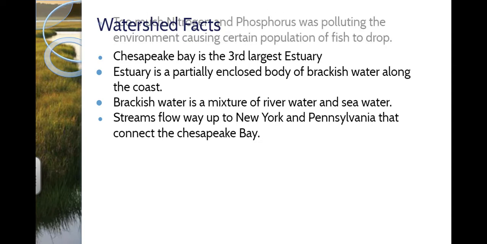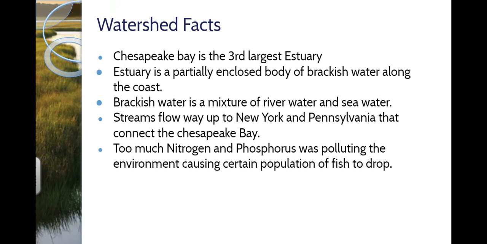Too much nitrogen and phosphorus. Where have we seen those words? On a periodic table, meaning they're chemicals. So too much nitrogen and too much phosphorus was polluting the environment, causing certain populations of fish to drop. Why do you think that is? Think about that word polluting. Meaning it was doing what? It was doing harm to the environment.